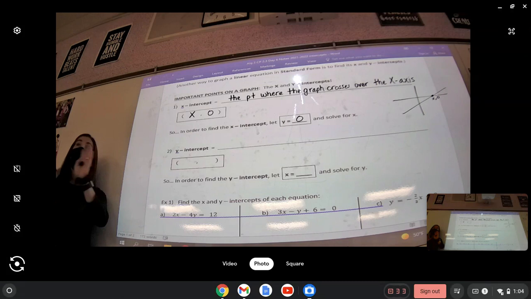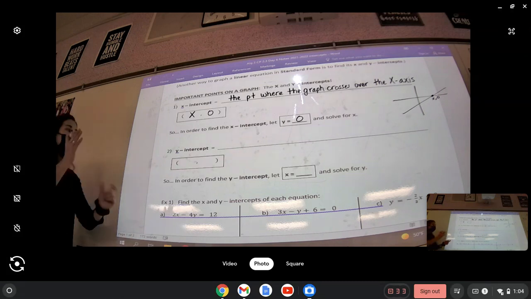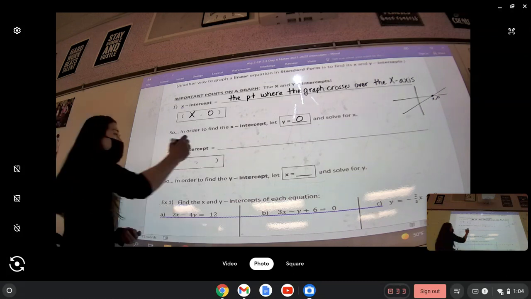All right, the y-intercept, the one you're probably the most familiar with. It's the point where the graph crosses the y-axis.